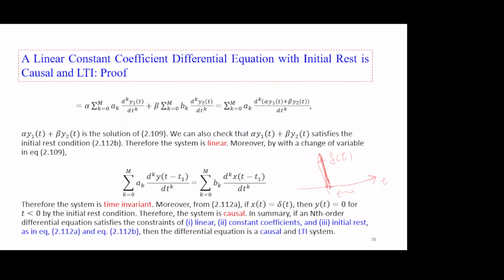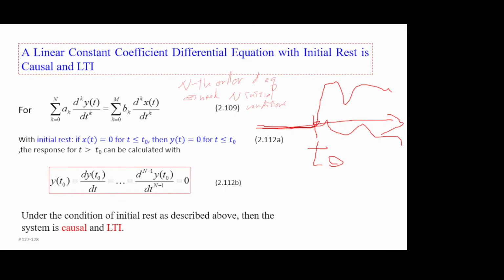And yeah. So we have done our proof. So if we have an nth order linear constant coefficient equation, which is this, a quite complicated summation equal to a summation, and also with initial rest condition, which translates to the value and up to the n-1 order derivative all being equal to 0 at this initial point, then your system is causal and LTI. Okay, that's something to remember.